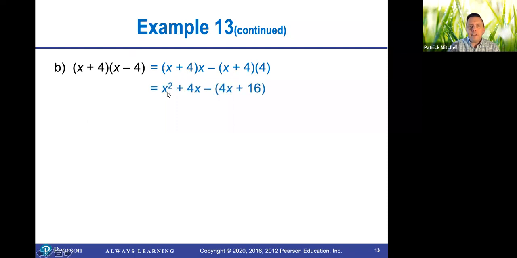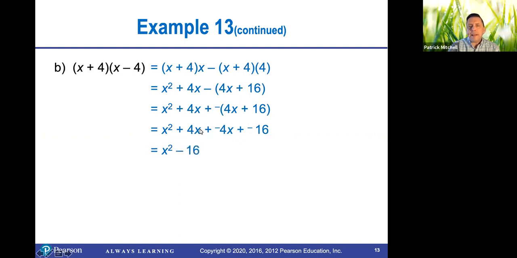X times x is x squared. 4 times x is 4x. Minus 4 times x is 4x. 4 times 4 is 16. Notice this expression is still in parentheses. Change this subtraction to adding the opposite. The opposite of 4x plus 16 is opposite 4x plus -16.